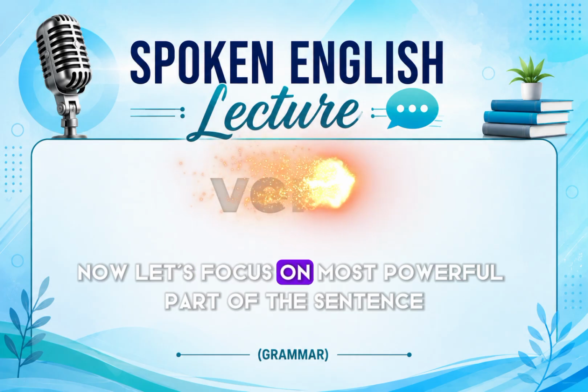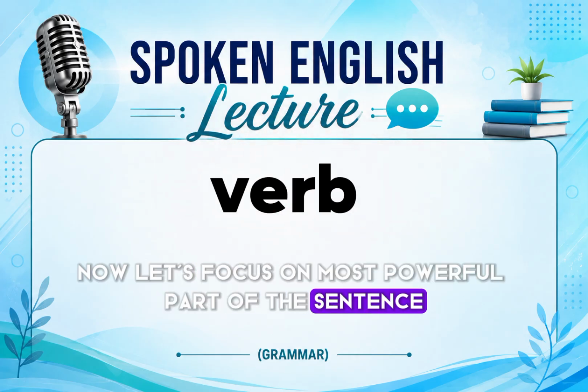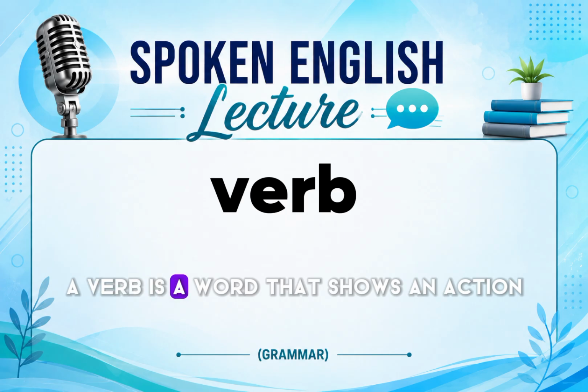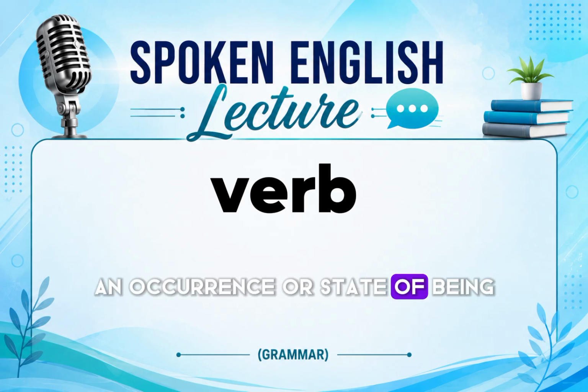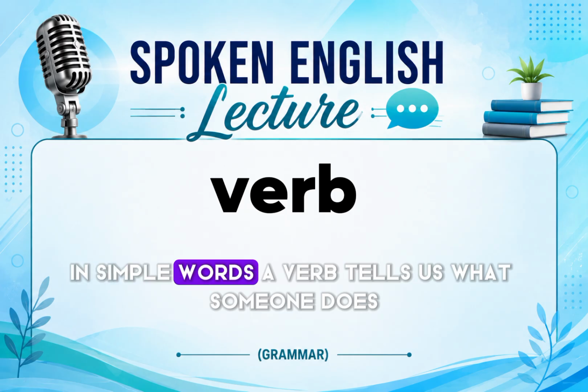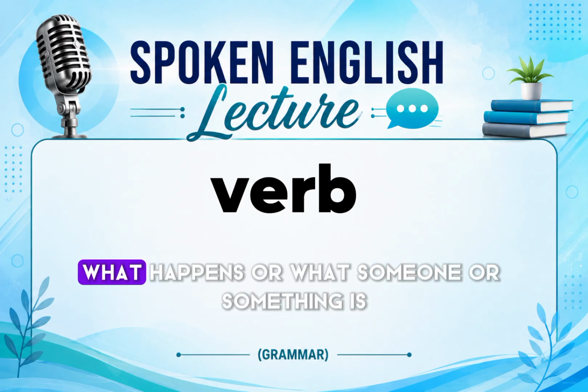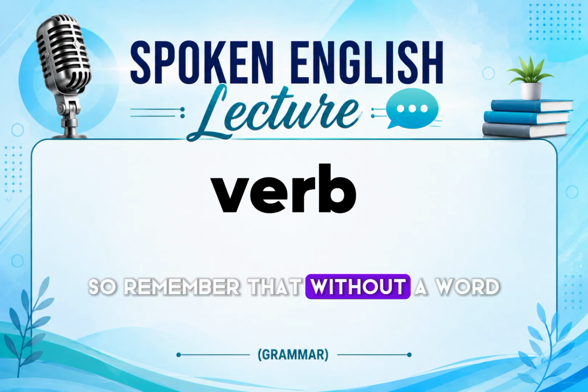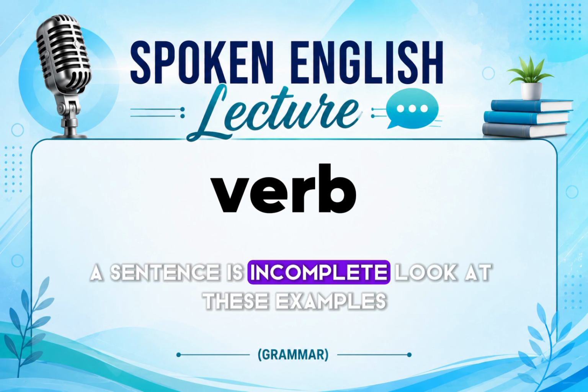Now let's focus on the most powerful part of the sentence, the verb. What is the verb? A verb is a word that shows an action, an occurrence, or a state of being. In simple words, a verb tells us what someone does, what happens, or what someone or something is. So remember that without a verb, a sentence is incomplete.